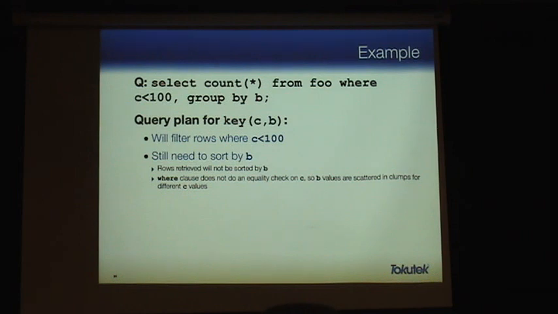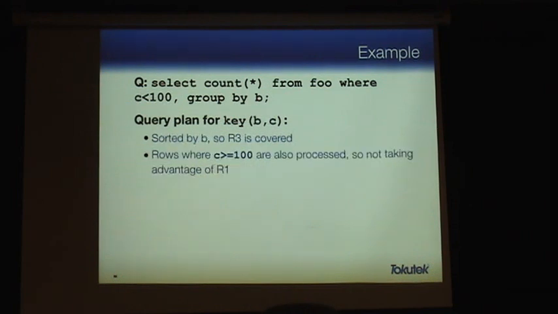after it's done the filtering. The other thing you could do is you could have a query plan of B comma C. Well, in this case, you've sorted by B, so rule 3 is covered, but you're going to be accessing a bunch of rows where C is greater than or equal to 100, so you're not really taking advantage of the first rule that we had.